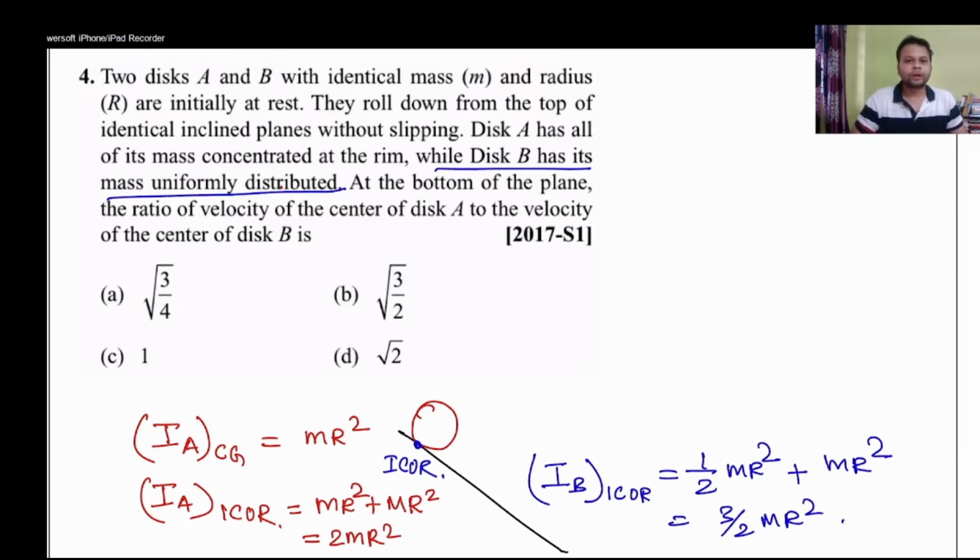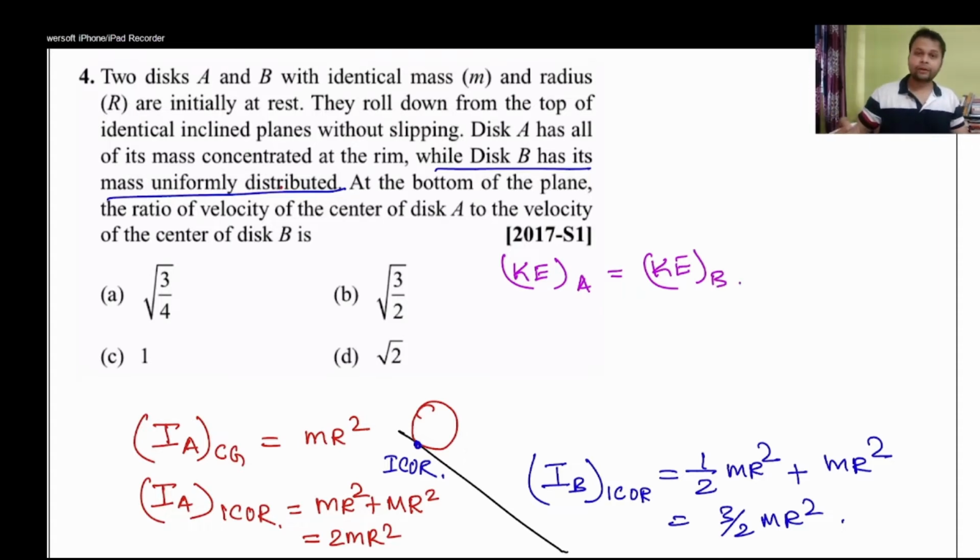Okay. So what is the concept that needs to be applied here? Again, as it is said, they roll down from the top of the same identical inclined planes, so they are coming down from the same height. When they reach the bottom, the decrease in potential energy is the same for both disks, so the increase in kinetic energy will also be the same for both disks. So I can say the kinetic energy of disk A is equal to the kinetic energy of disk B.